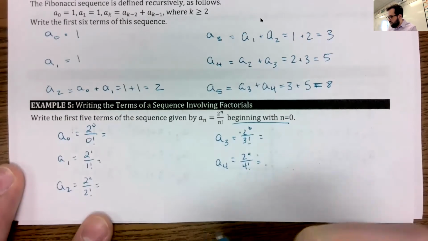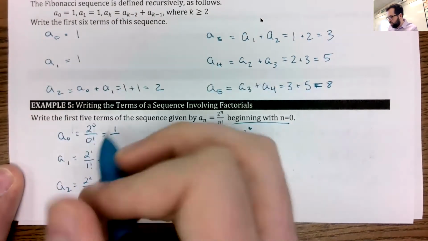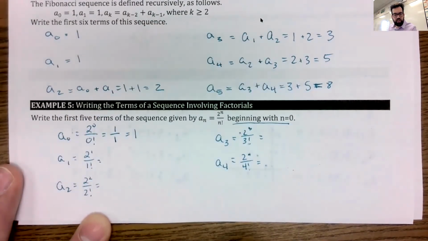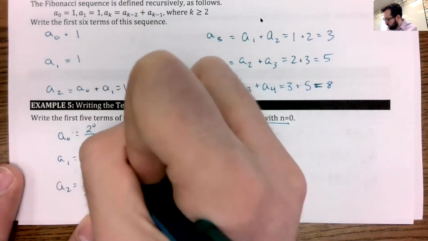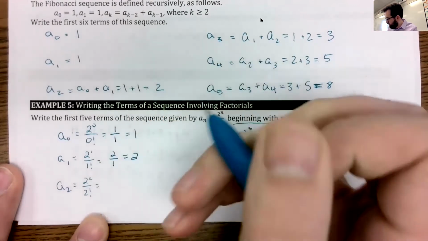All right. Anything to the 0 power is 1, and we already talked about that 0 factorial is also 1. So the first term, a sub 0, is just going to be 1. And I'm just going to follow the pattern. So 2 to the first is 2, 1 factorial is 1, so we get 2.